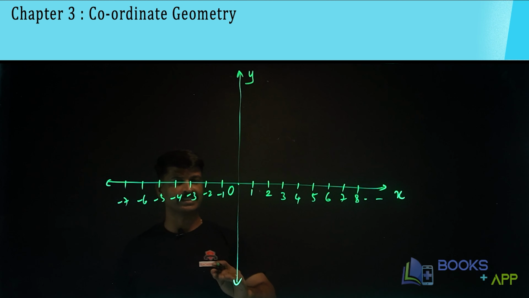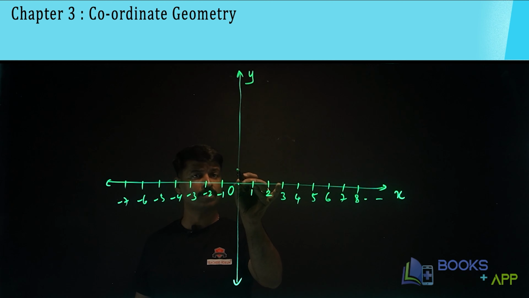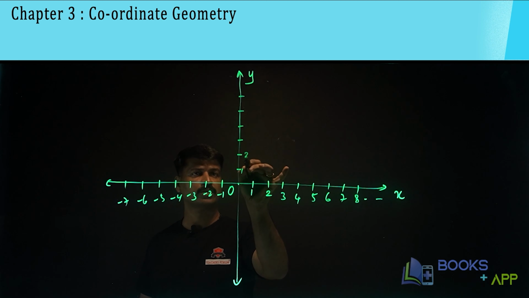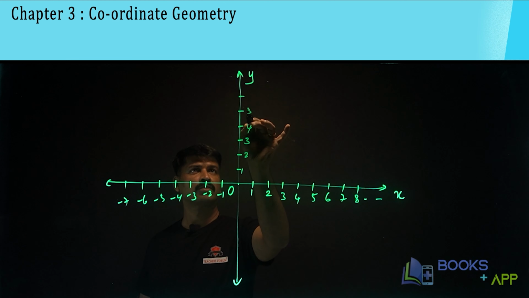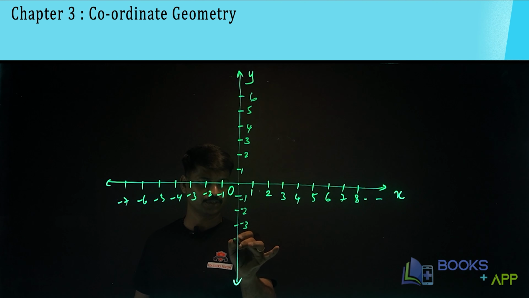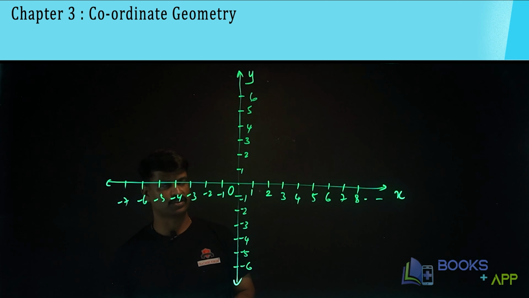Similarly, on the y-axis, the points lying above the origin will be positive numbers. That is, these points will be 1, 2, 3, 4, 5, 6, etc. Similarly, below it will be -1, -2, -3, -4, -5, -6, etc.